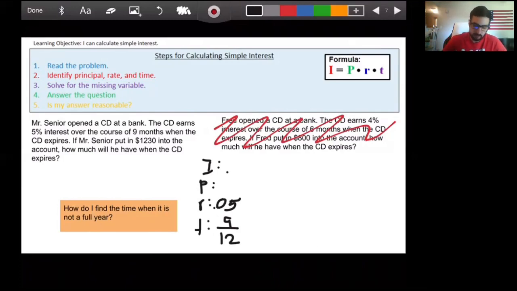If Mr. Senior puts $1,230 into the CD, into that account, how much will he have when it expires? So the first thing I need to do is find out how much interest I'm getting. I don't know this. How much interest will I be getting? And then I'm going to need to add that up and find the total as well. So interest is equal to principal times your rate times the time, which is 9/12.